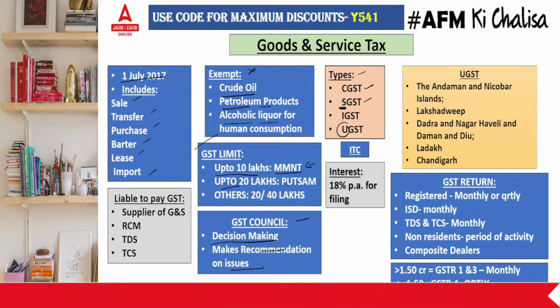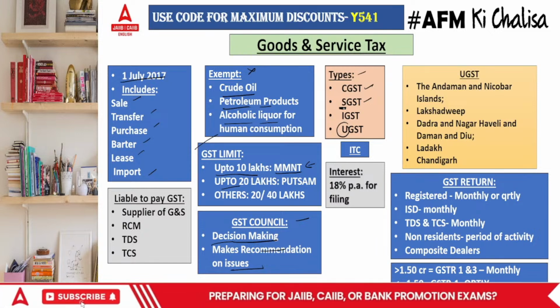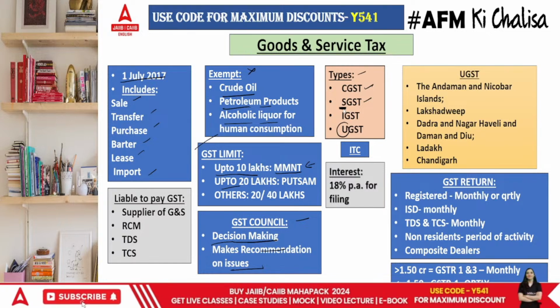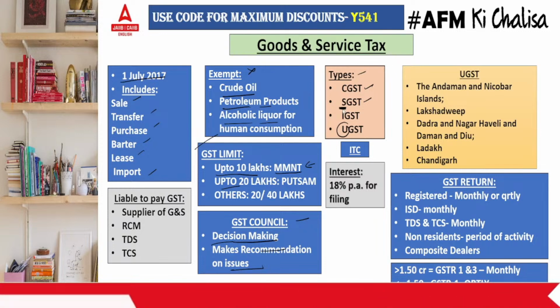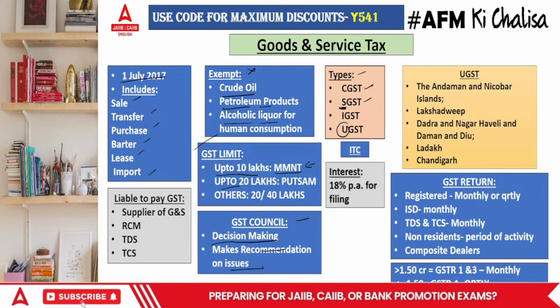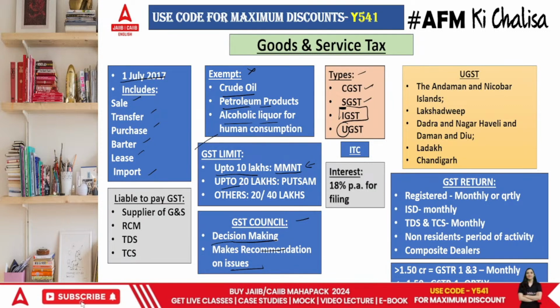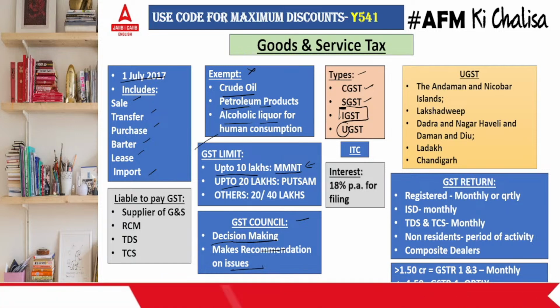And everyone, if we have interstate sales, matlab from Chennai to Chandigarh, or from Punjab to Haryana, these are basically based upon IGST, integrated goods and service tax. And in this case, what are the various UTs, everyone?